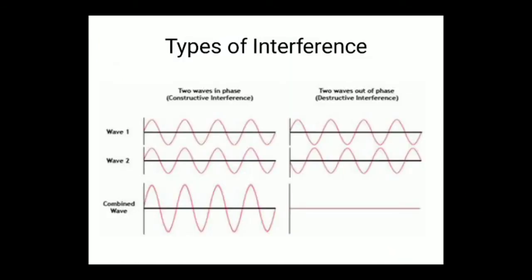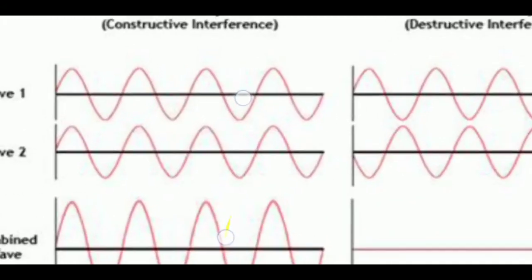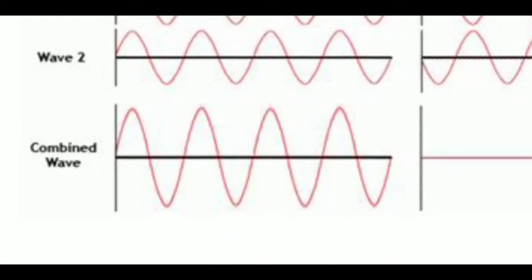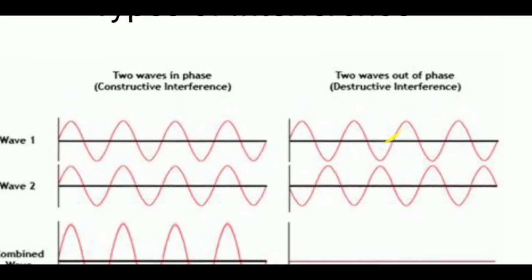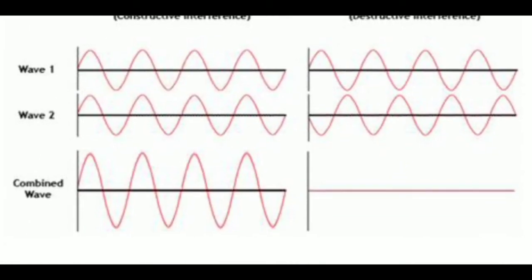In constructive interference, the crest of one wave falls on the crest of the other, or the trough of one wave falls on the trough of the other. Here, the resultant amplitude is high. In destructive interference, the crest of one wave falls on the trough of the other, and here the resultant amplitude is less.